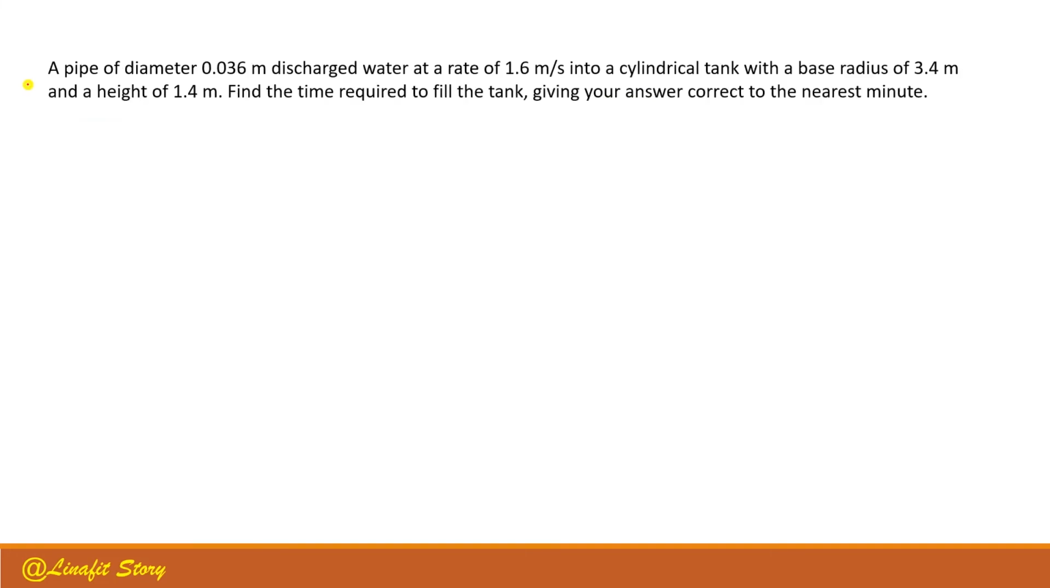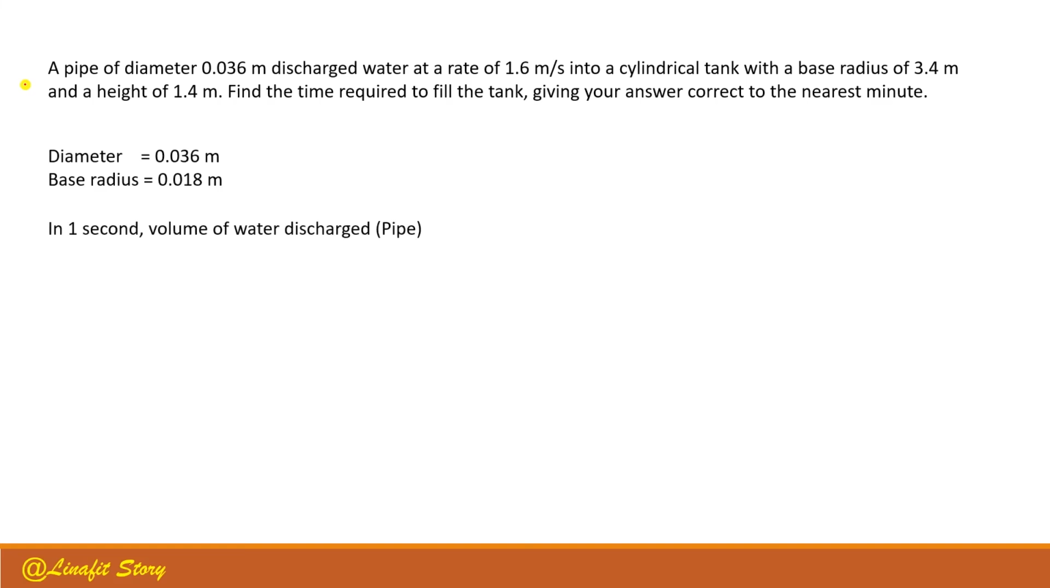A pipe of diameter 0.036 meter discharges water at a rate of 1.6 meters per second into a cylindrical tank with a base radius of 3.4 meters and a height of 1.4 meters. Find the time required to fill the tank, giving your answer correct to the nearest minute. The diameter is 0.036, so the base radius is 0.018.